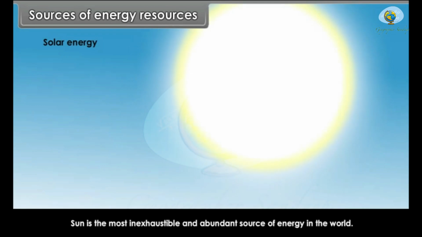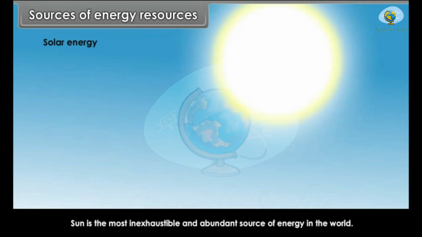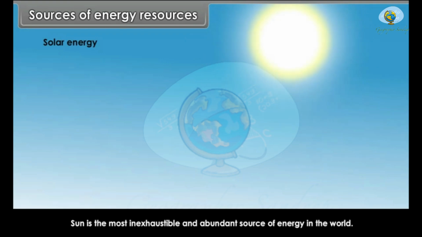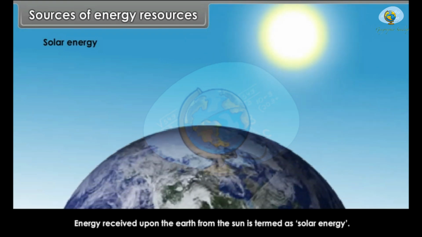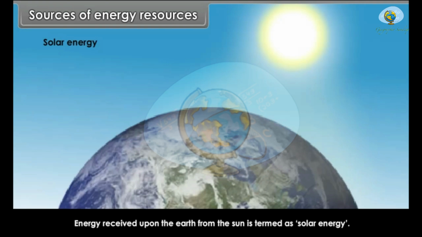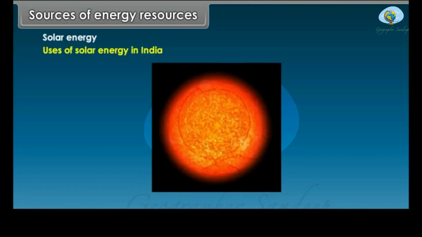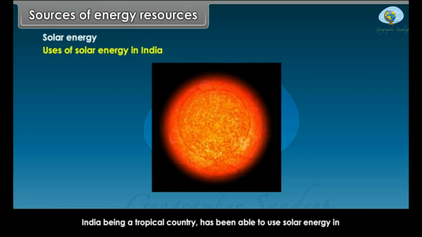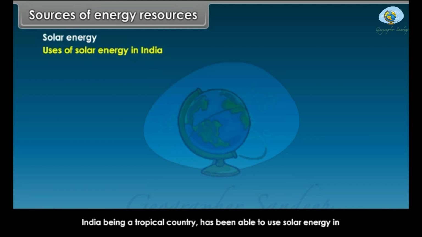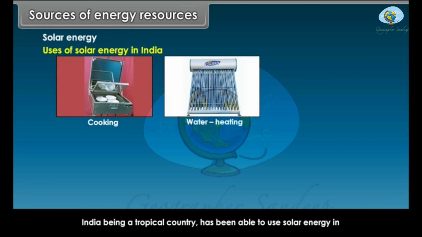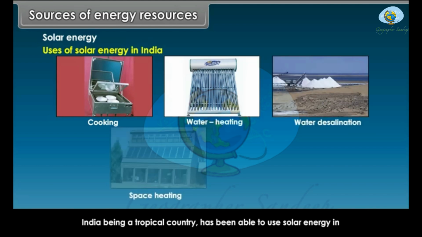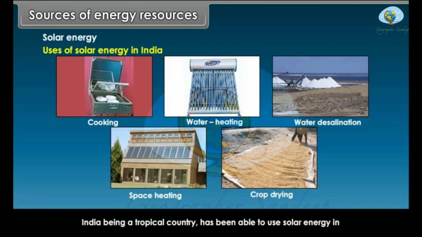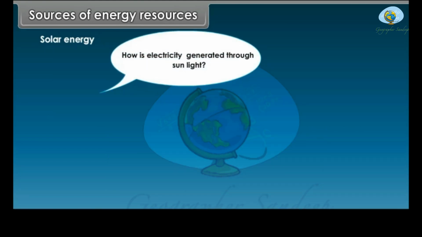Solar energy. The Sun is the most inexhaustible and abundant source of energy in the world. Energy received upon the earth from the sun is termed as solar energy. Now we can list out some uses of solar energy in India. India, being a tropical country, has been able to use solar energy in cooking, water heating, water desalination, space heating and crop drying. How is electricity generated through sunlight?